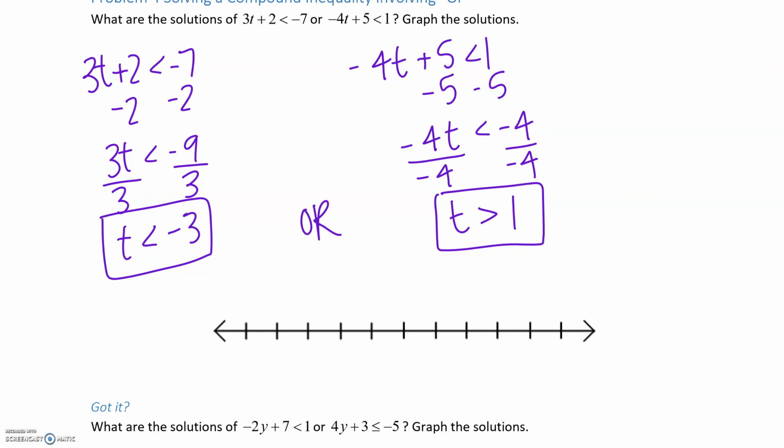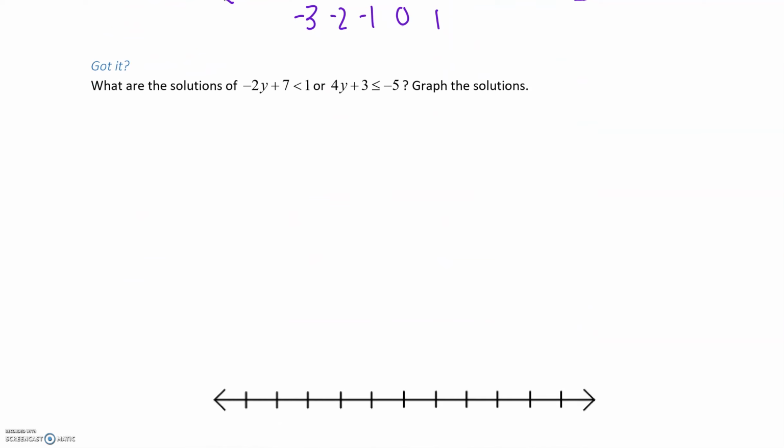So when we come down here, we have negative 3, negative 2, negative 1, 0, 1, on and on. Okay, so our first one we have is t is less than negative 3. So we have an open circle at negative 3, and we are shading to the left. And then we have t is greater than 1, so we have an open circle at 1, and we are shading to the right. Okay, so that's all it takes. It's just doing them separately and shading them both.